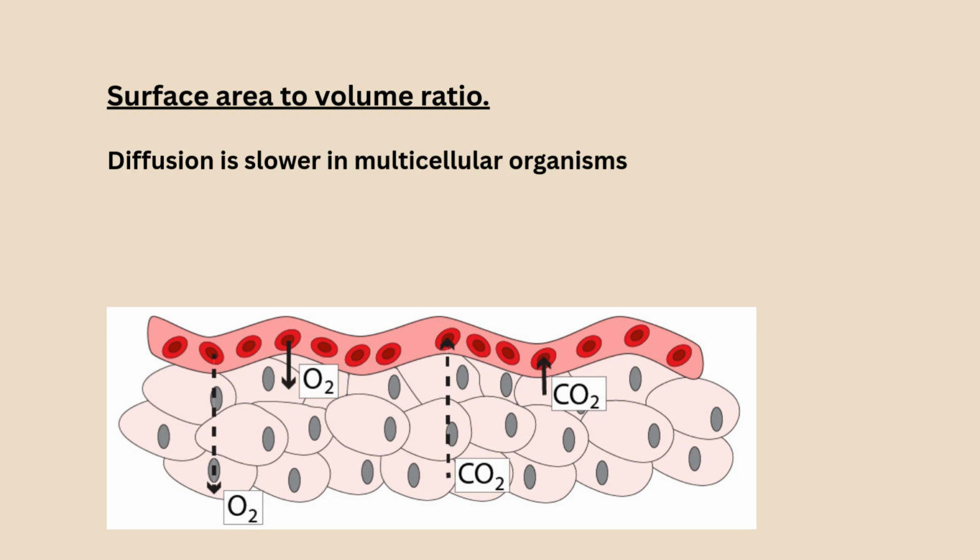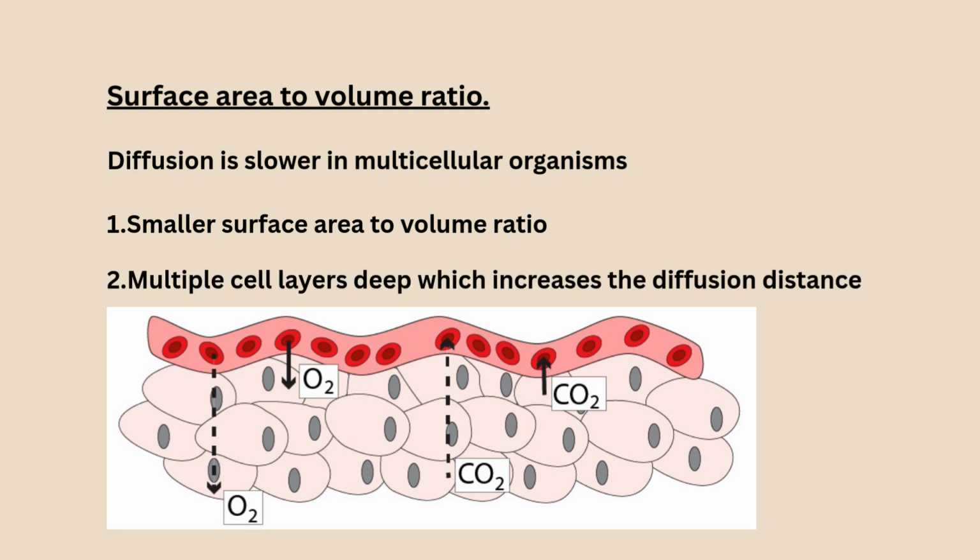Diffusion is slower in multicellular organisms. This is because they have a smaller surface area to volume ratio and they are multiple cell layers deep, which increases the diffusion distance. So in this diagram, the oxygen has to go from the red blood cell all the way across to the cells on the far side, which increases the diffusion distance, and carbon dioxide has to diffuse from the cells at the very back of the tissue all the way back to the red blood cells.